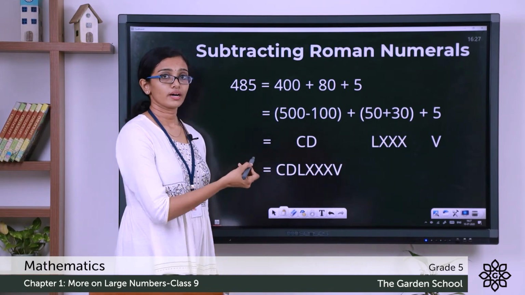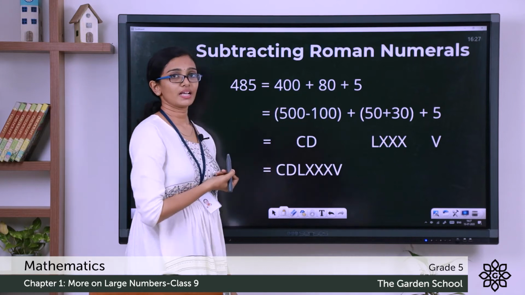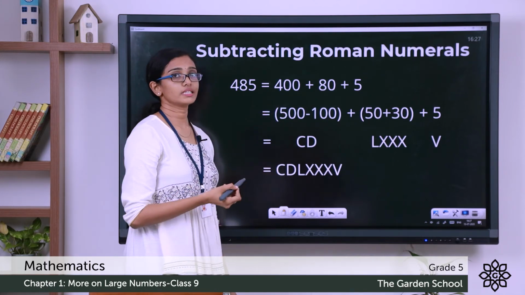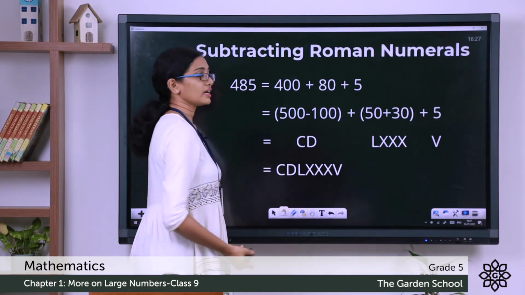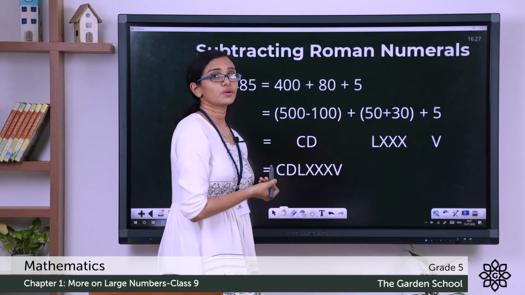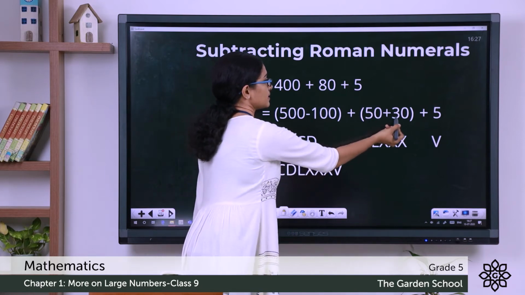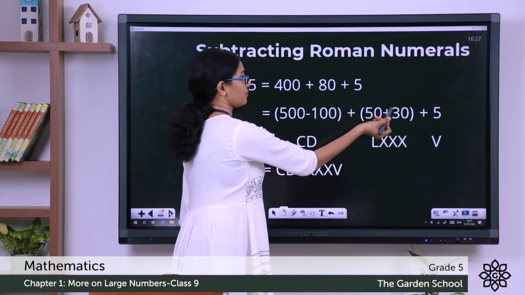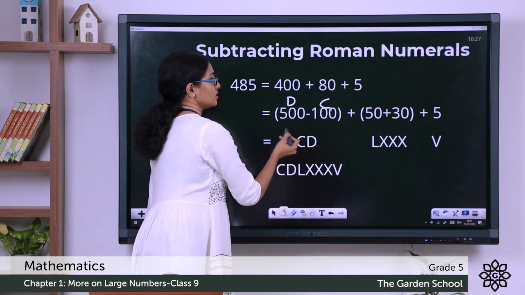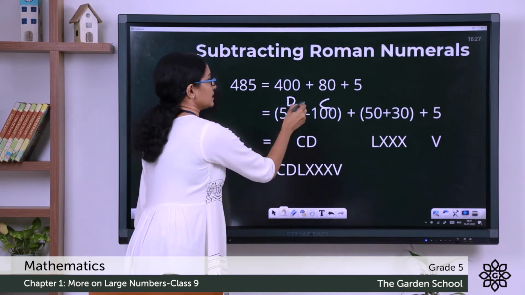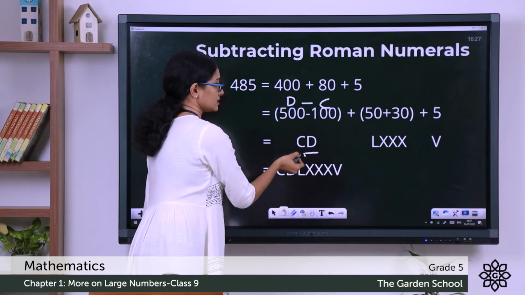485 equals 400 plus 80 plus 5. Do we have a symbol for 400? No. So let's rewrite 400 as 500 minus 100. 80 we can rewrite as 50 plus 30 and then we have 5. So 500 it's D, 100 it's C. So from the rule of subtraction, D minus C we can write as CD.